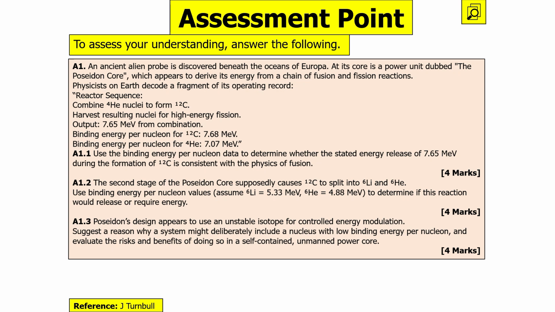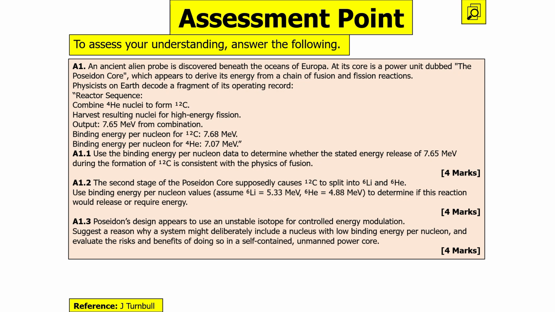An ancient alien probe is discovered beneath the oceans of Europa. At its core is a power unit dubbed the Poseidon core, which appears to derive its energy from a chain of fusion and fission reactions. Physicists on Earth decode a fragment of its operating record. Now use the binding energy per nucleon data to determine whether the stated energy release of 7.65 MeV during the formation of carbon-12 is consistent with the physics of fusion.